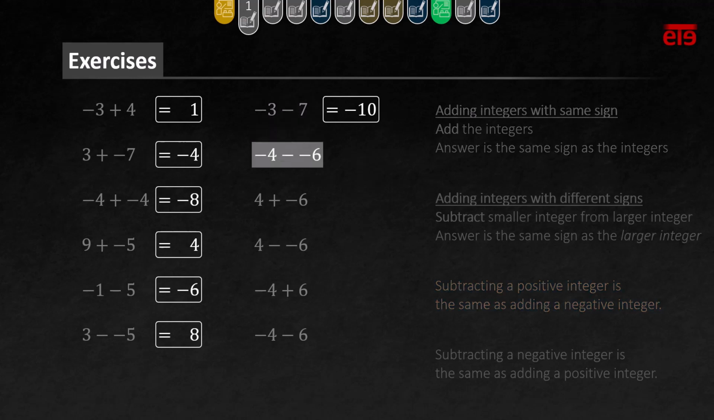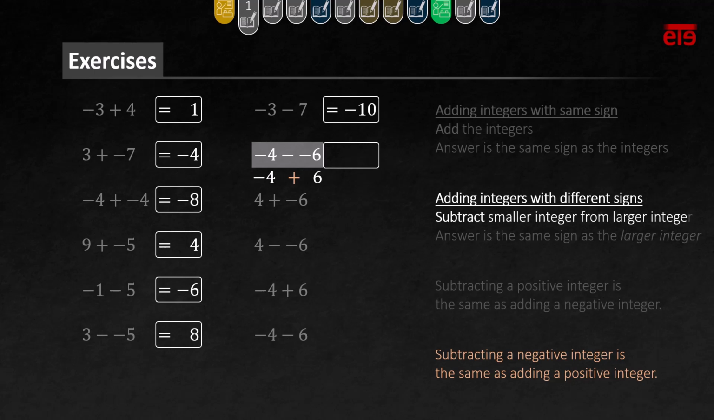-4 minus -6 is the same as -4 plus 6. They have different signs. So we do subtraction. 6 minus 4 is 2. 6 is larger and the answer is 2.